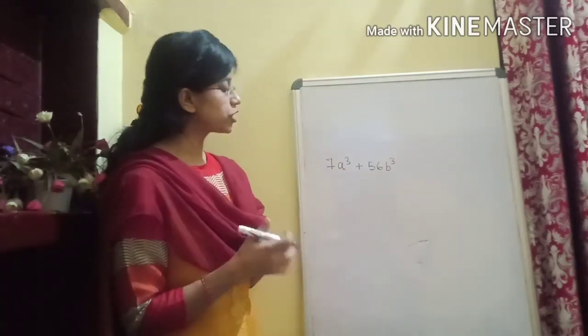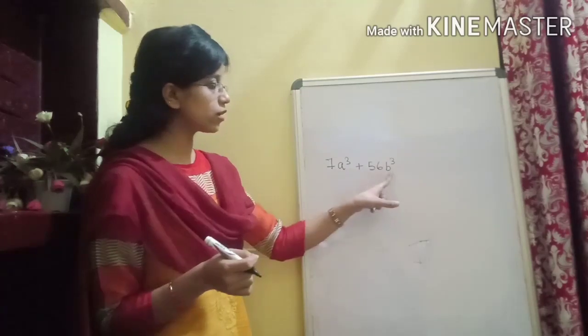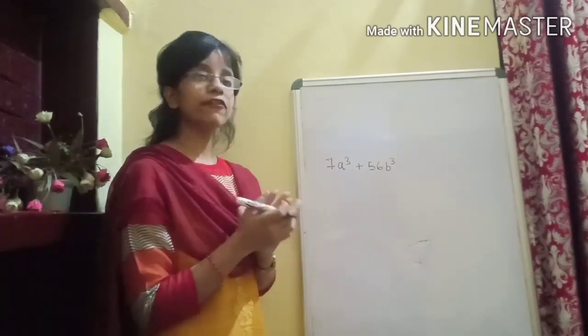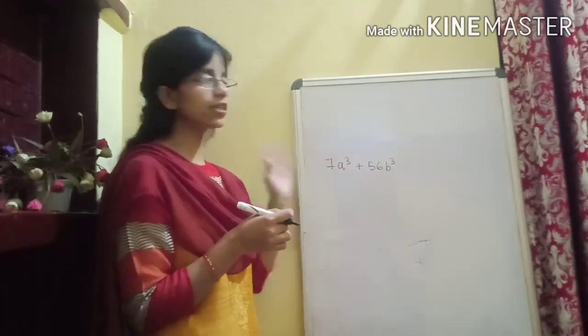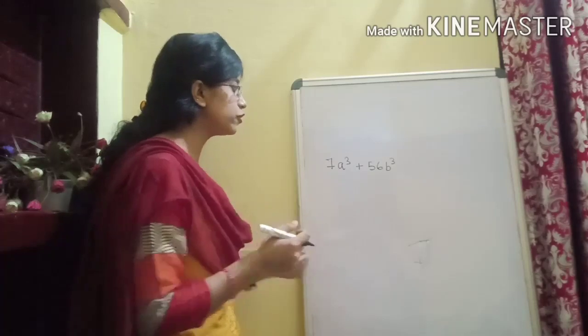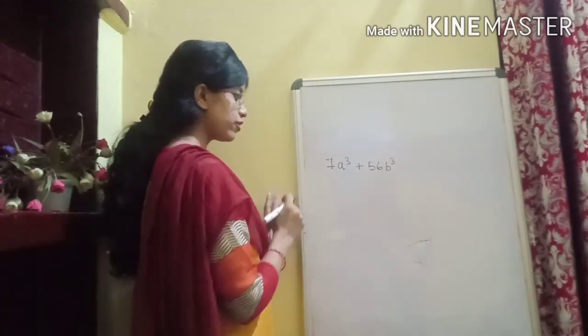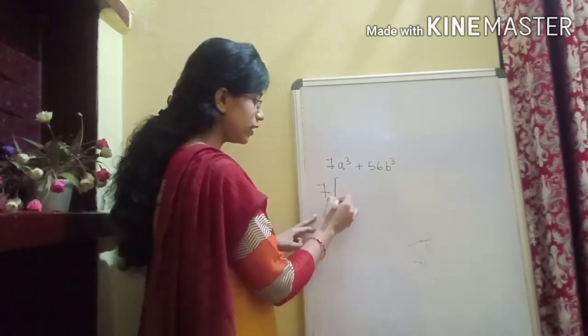Here I have taken another question, and if you see, this is something a cube, and here again it is b cube, but we cannot make 7 as cube. And if you remember, I have told you, whenever you see a question and if you are getting something common, we will take common first. So here we are having 7, and from 56 also you can take 7 common.